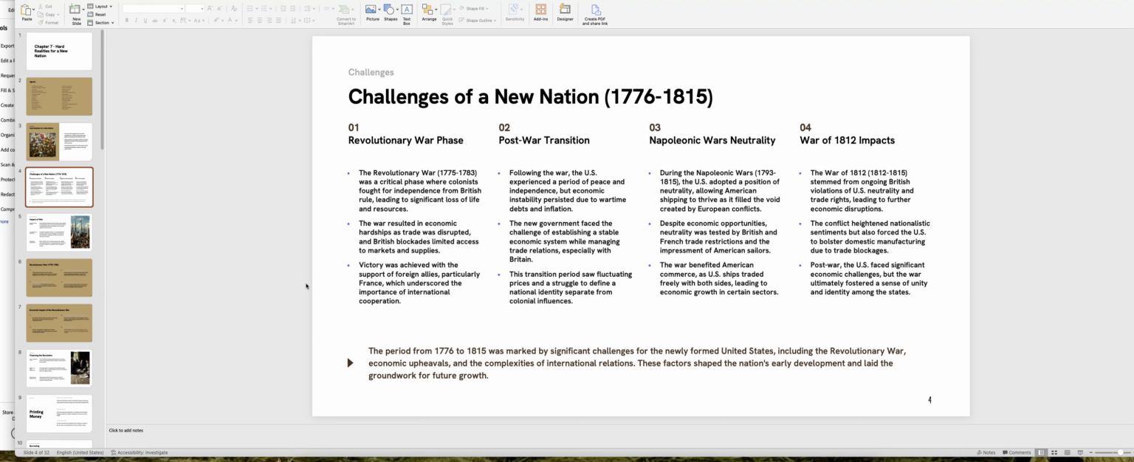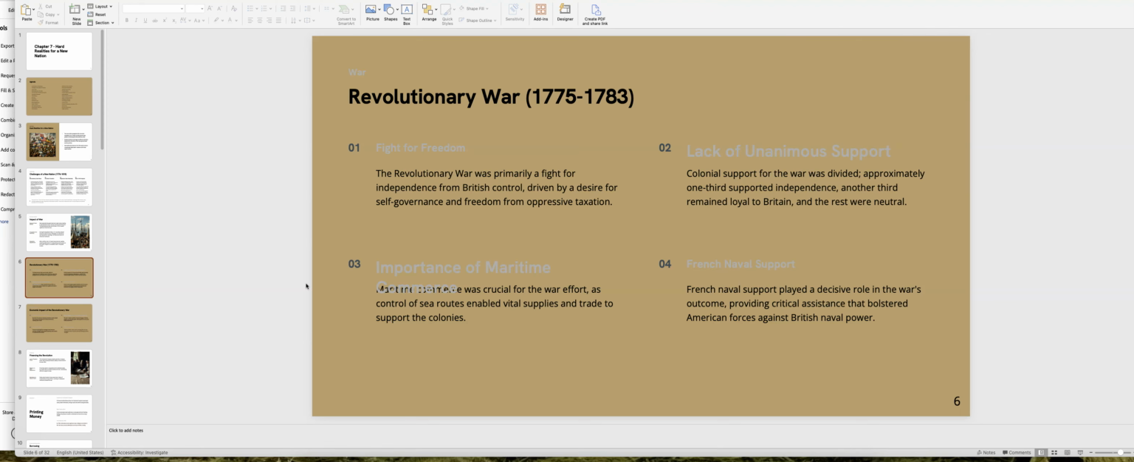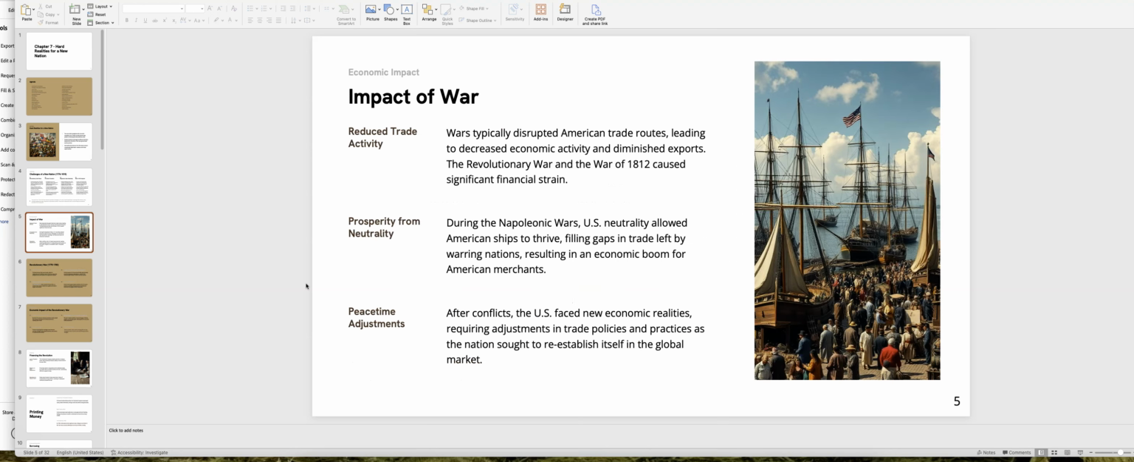So the Revolutionary War itself, despite what the movies would tell us, like The Patriot and whatnot, most people didn't really want this Revolutionary War. I'm not sure here if it's going to tell us. Yeah, it's going to tell us this in the slide here. So let's just jump to this slide. Most people did not want the Revolutionary War.